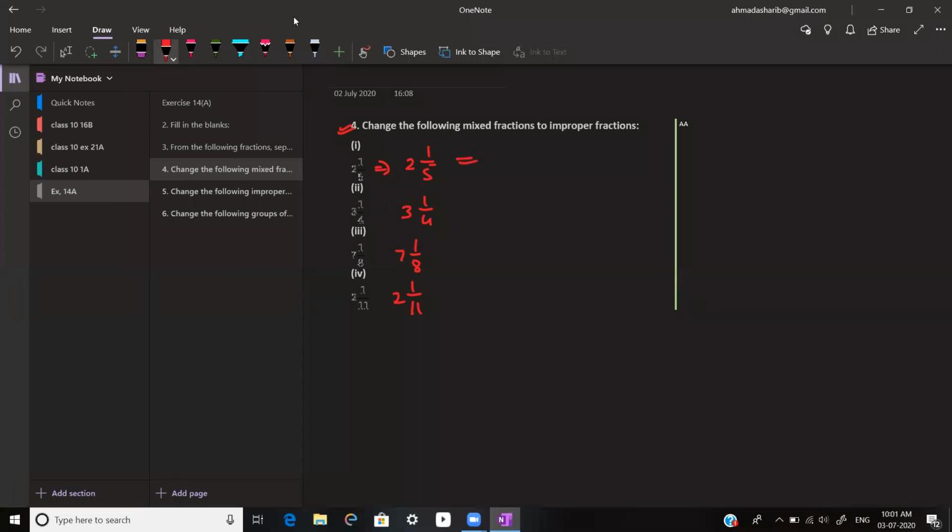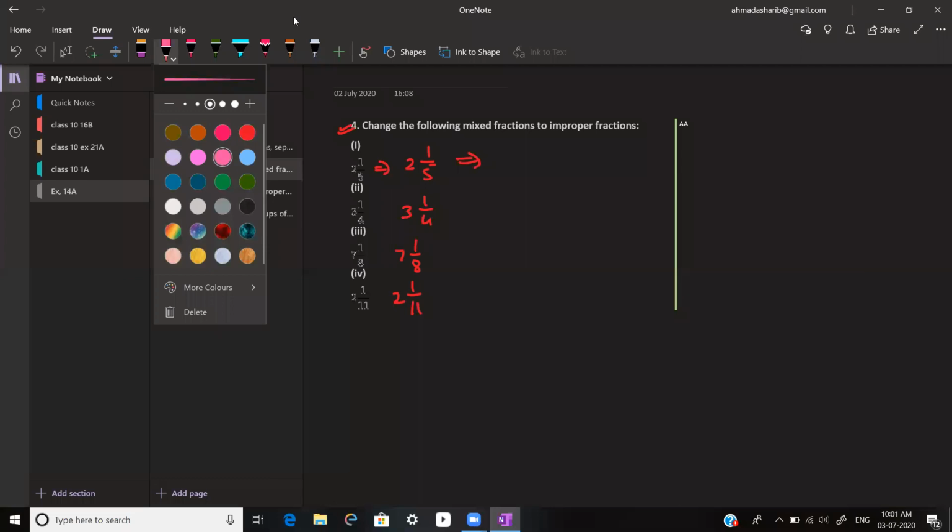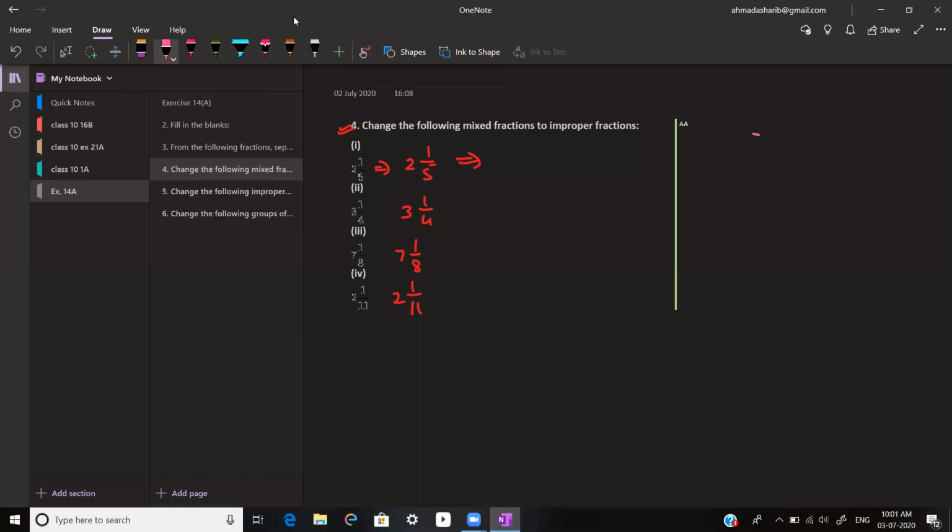So students, do you know the method how we change the mixed fraction to the improper? If you don't know, look at this very carefully. And if you already know, then also look at this. Suppose we are given 5 whole 3 upon 2. Okay. So what you have to do, you have to multiply these two numbers. Means 5 into 2. 2 into 5 is 10. Okay. Then after multiplying, you have to add the numerator.